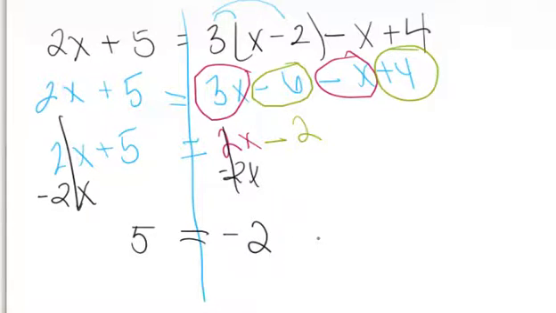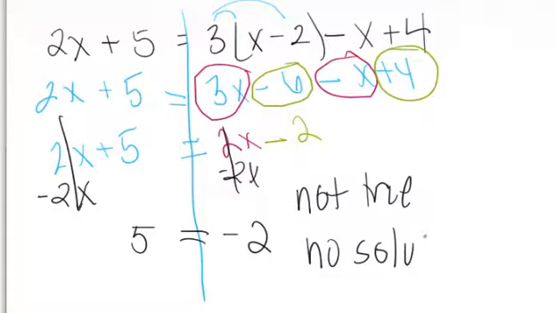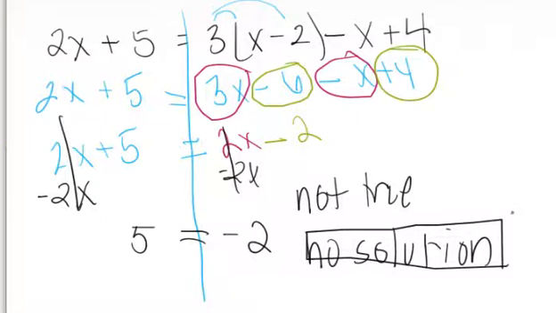Is that possible? No, it's not a true statement. So if it's not true, then we know there is no solution. There's no way to solve this problem. Meaning there's nothing I can put in for x that would make this equation true. I can't keep it balanced. Remember, math is a lot about just trying to keep things balanced.